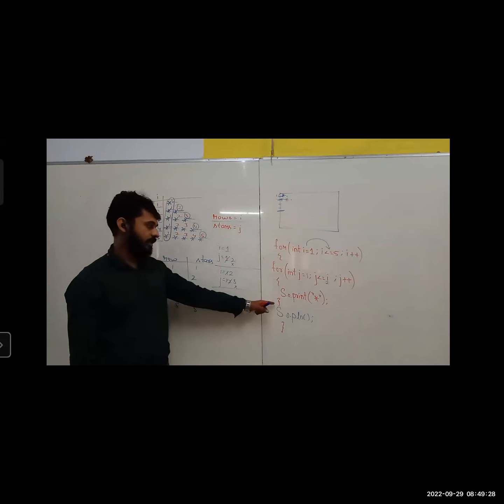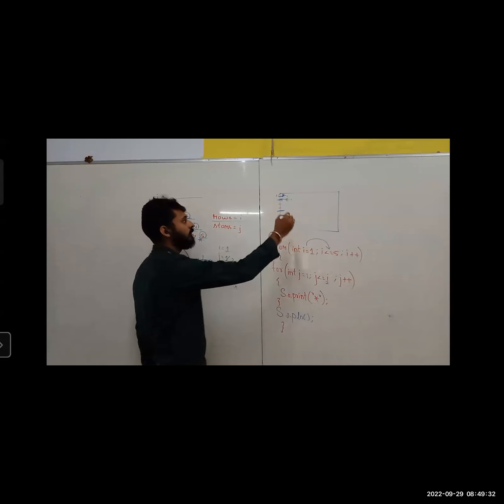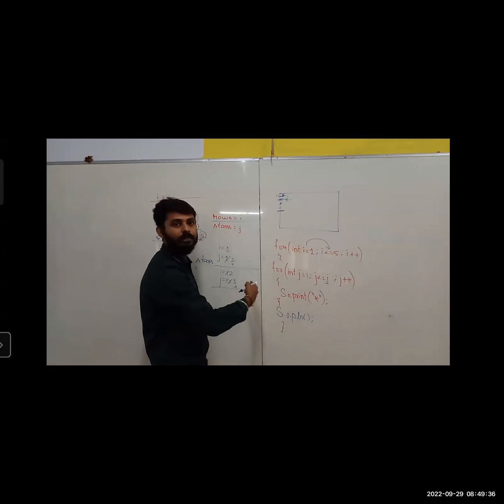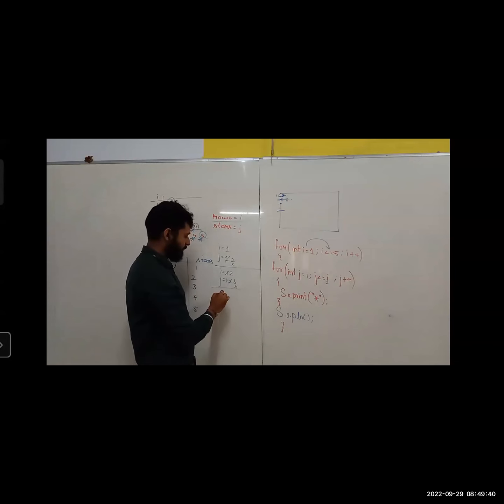Once it is done, next what? It will come to the next line because you have written system.out.println. Then where will it go? i++, because of which? Visible?